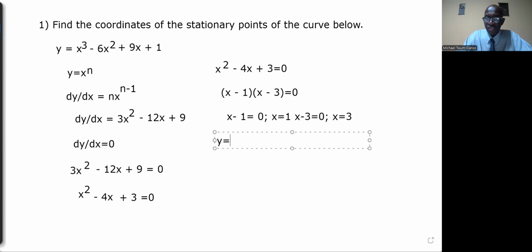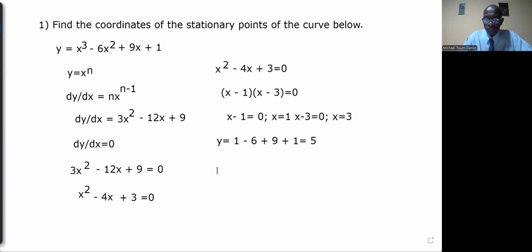To find the y coordinates of the stationary point, we substitute x equals 1 into the curve x cubed minus 6x squared plus 9x plus 1. So x cubed will be 1 cubed, which is 1, minus 6x squared, 1 squared times 6 will be 6, plus 9 times 1 will be 9, plus 1. When you add this, 1 minus 6 is negative 5, plus 9 is 4, 4 plus 1 is 5. So the y coordinate of the stationary point is 5.